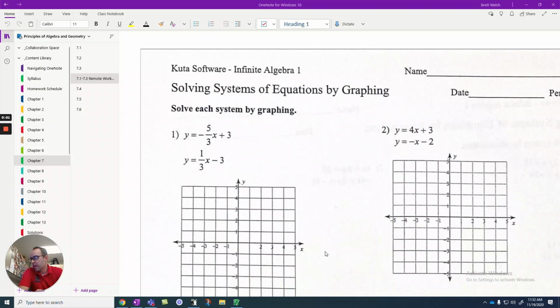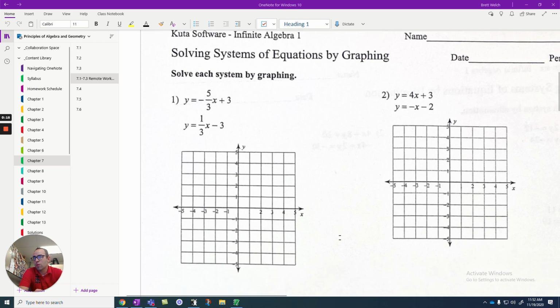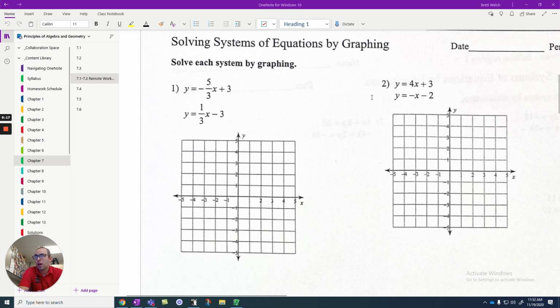Hey everybody, this is some help with the remote assignment that you're getting for review of 7.1 through 7.3 for Friday the 20th. And hopefully you can take the Thanksgiving break and try to get all of this done. But just a handful of problems, and we're just going to walk through what exactly we are expected to do on each of these types.